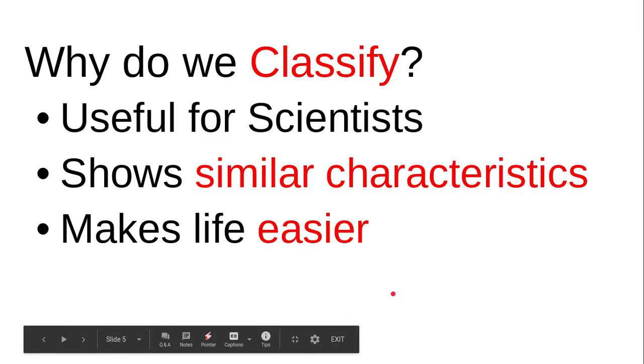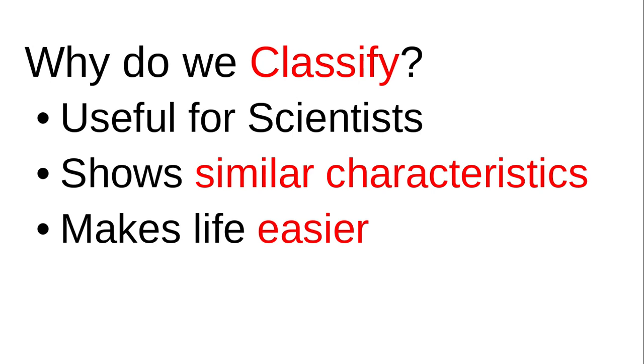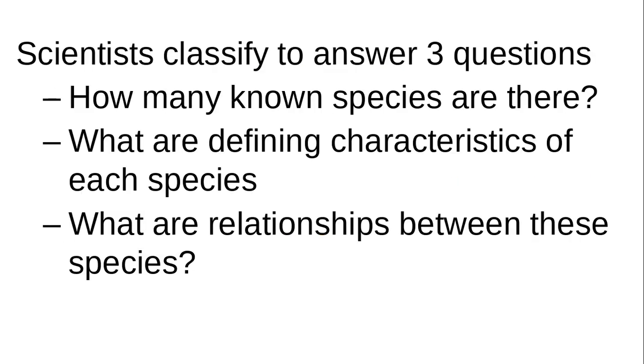So why does a scientist classify? Well, they classify because it's useful for us when we want to study them. Okay, they show similar characteristics that different organisms have with each other. And by organisms, I just mean different living things, right? Like animals or plants or bacteria or fungi. And it makes life easier when we're talking about it, especially when we're talking to people who speak another language. In science, we use a common language so that we can better understand organisms when we classify them.